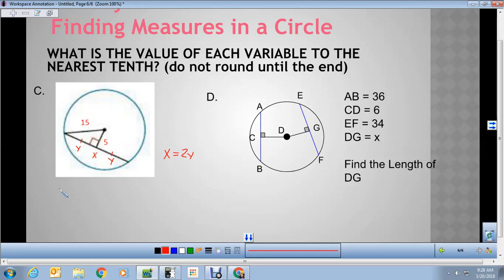So as we set up our problem, we're going to have y squared plus 5 squared is equal to 15 squared. So we get y squared plus 25 is equal to 225. We subtract 25. And y squared is equal to 200.